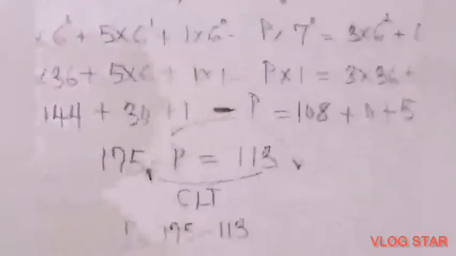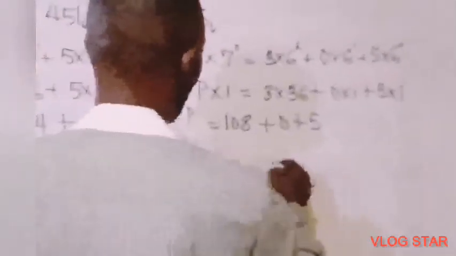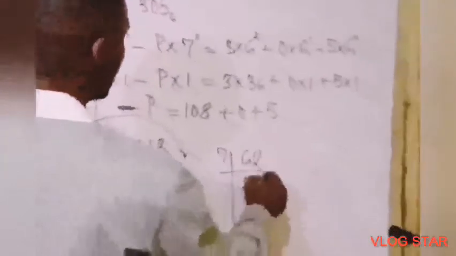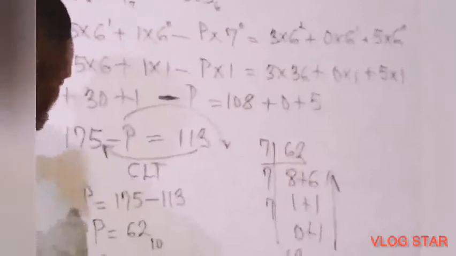But we are looking for P in base 7. How do we get that? To get P in base 7, you simply divide P in base 10 by the base here, 7. So we divide 62 by 7. This will give us 8 remainder 6. 7 here you have 1 remainder 1. 7 here again, 7 cannot divide this, you have 0 remainder 1. Now you read it up so that 62 in base 10 is 116 in base 7. So P in base 7 is 116. So this is the value that we are looking for.